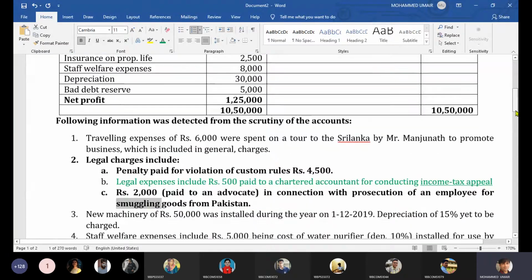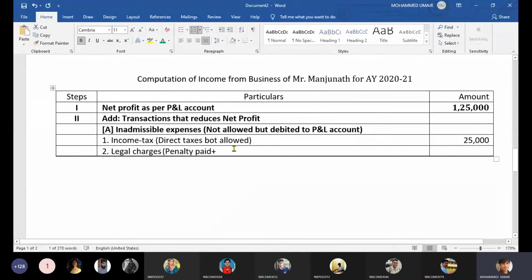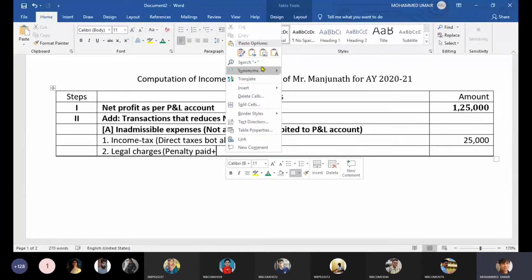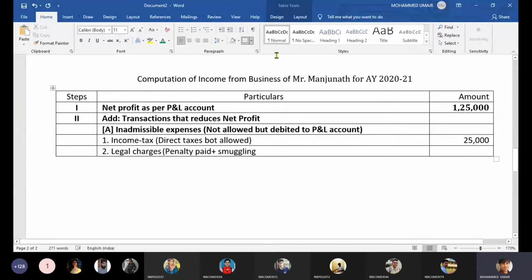So let's add both the amounts now, which is 4,500 plus 2,000 rupees. So in total, legal charges of 6,000 rupees is inadmissible.